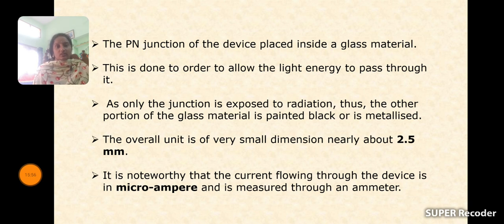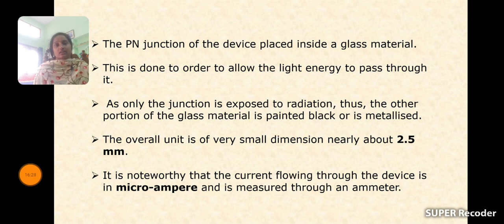Less energy applied on the junction gives breaking of the junction. And as only the junction is exposed to the radiation, the other portion of the glass material is painted black or it is metallized. The overall unit is of very small dimension, nearly about 2.5 mm.